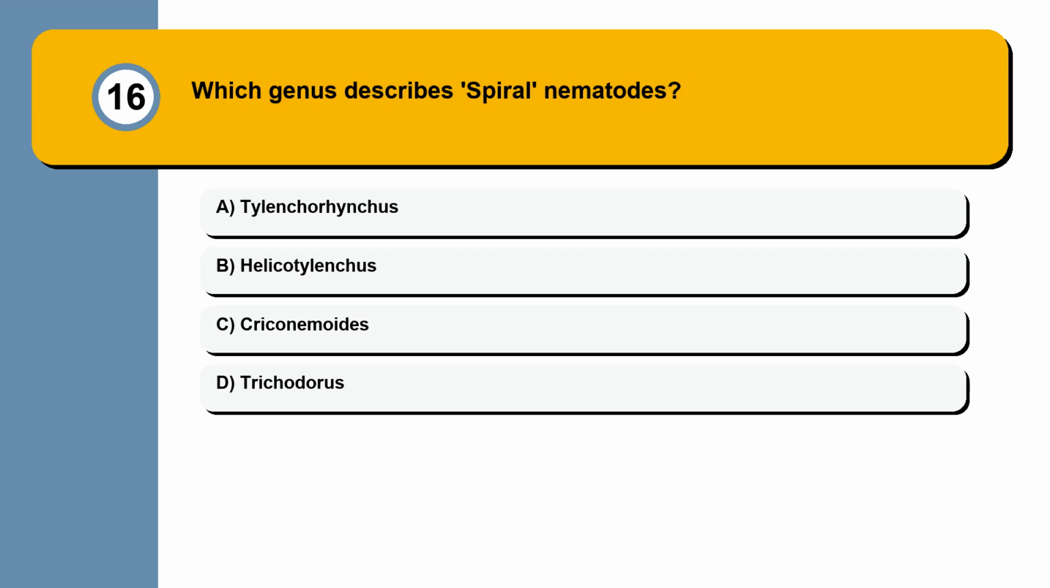Question 16. Which genus describes spiral nematodes? Tylenchorhynchus, Helicotylenchus, Criconemoides, Trichodorus.